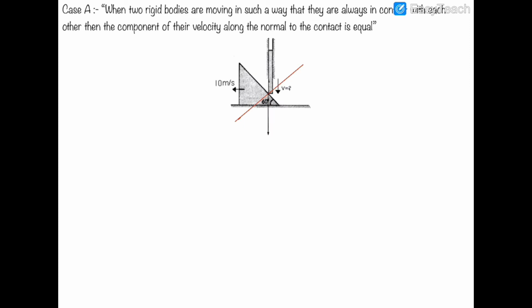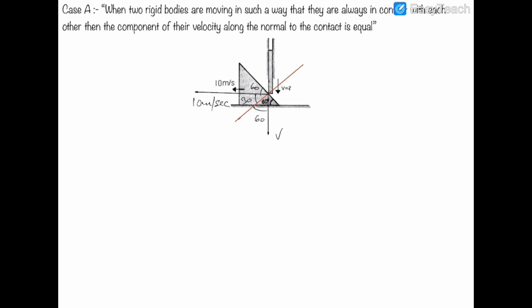V is this, and 10 meters per second is this. Okay. Now the third step says that we have to resolve the velocities along the normal, and we have to equate these velocities to each other. And for resolving these velocities, we can see that this angle is 60 degree, this angle is 30 degree, and this angle is 60 degree again.